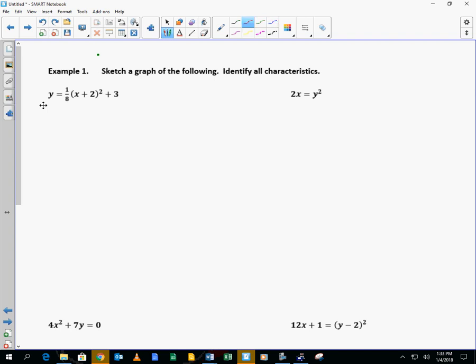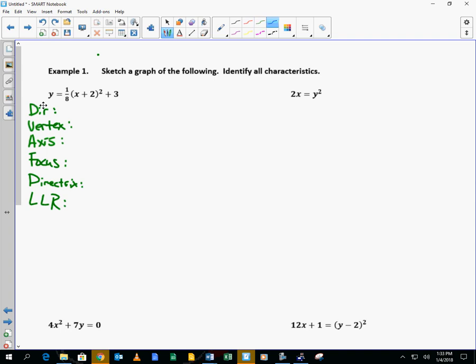Okay, all right, so let's sketch a graph of these and identify all the characteristics. It's a parabola, and so we're going to have a direction. We're going to have a vertex. We're going to have an axis of symmetry. We're going to have a focus point. We're going to have a directrix. We're going to have the length of the latus rectum. And those six will be able to produce for us an excellent graph of a parabola.